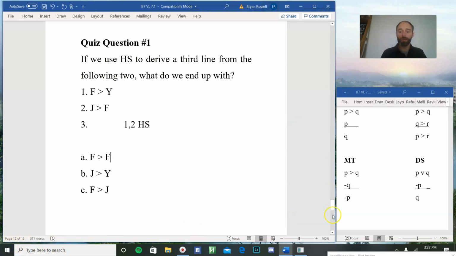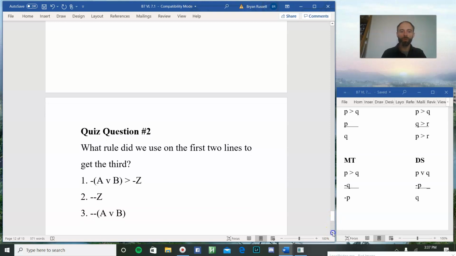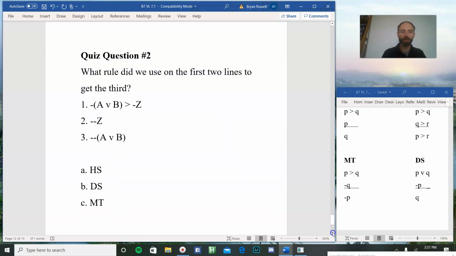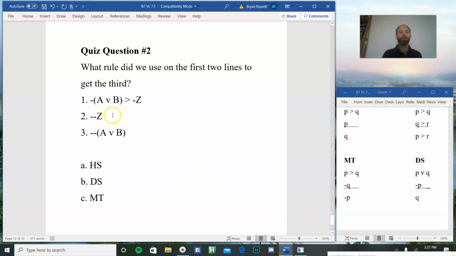All right, so the final quiz question number 2. What rule did we use on the first 2 lines to get the third? So our first 2 lines were neither A nor B. If neither A nor B, then not Z. And not Z. So what rule did we use on those 2 to end up with it's not the case that neither A nor B? So what rule allows us, given the negation of the consequent, to get the negation of the antecedent?